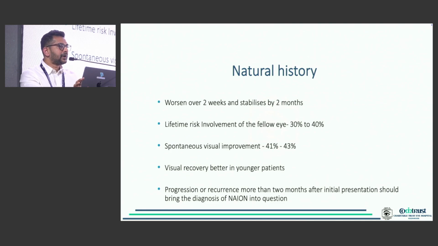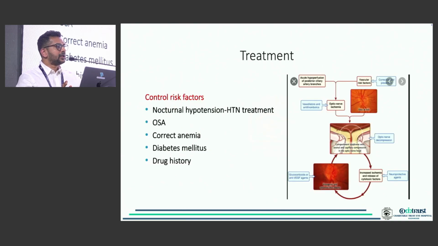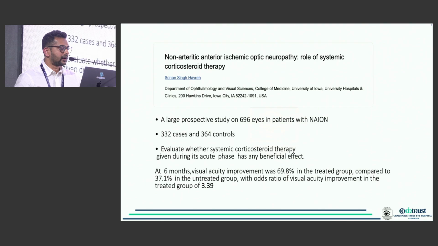Usually the vision stabilizes by 1 to 2 months. So any progression after 2 months should raise suspicion, and we should think of an alternate diagnosis. Lifetime risk of involvement of the fellow eye is 30 to 40%, and more importantly, spontaneous visual improvement can be noted in around 40% of the patients. So the treatment is basically focused on controlling the risk factors. We should avoid nighttime antihypertensives, treat the coexisting diseases, and check for any offending drug.